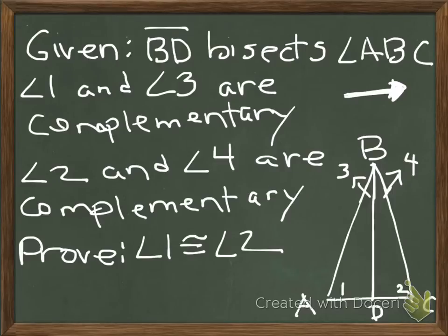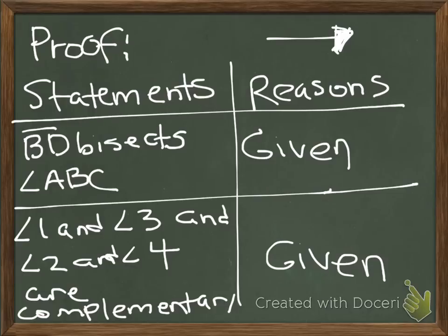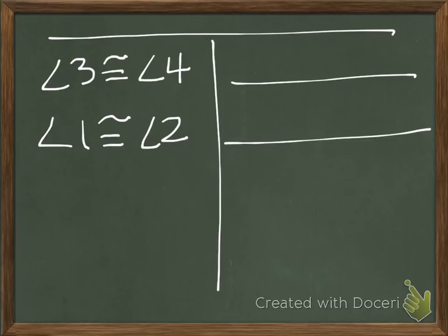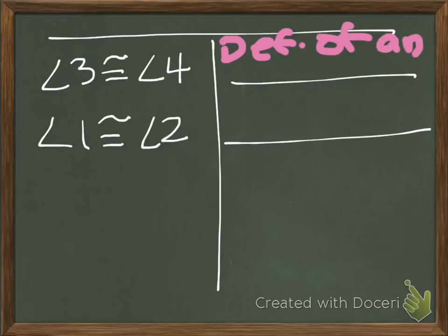We need to prove that angle 1 and angle 2 are congruent. So they started with our givens, and then we need to prove that angle 3 is congruent to angle 4. We can say that just because it says BD bisects it, so that's the definition of an angle bisector. And then angle 1 being congruent to angle 2, all we did was substitute there.